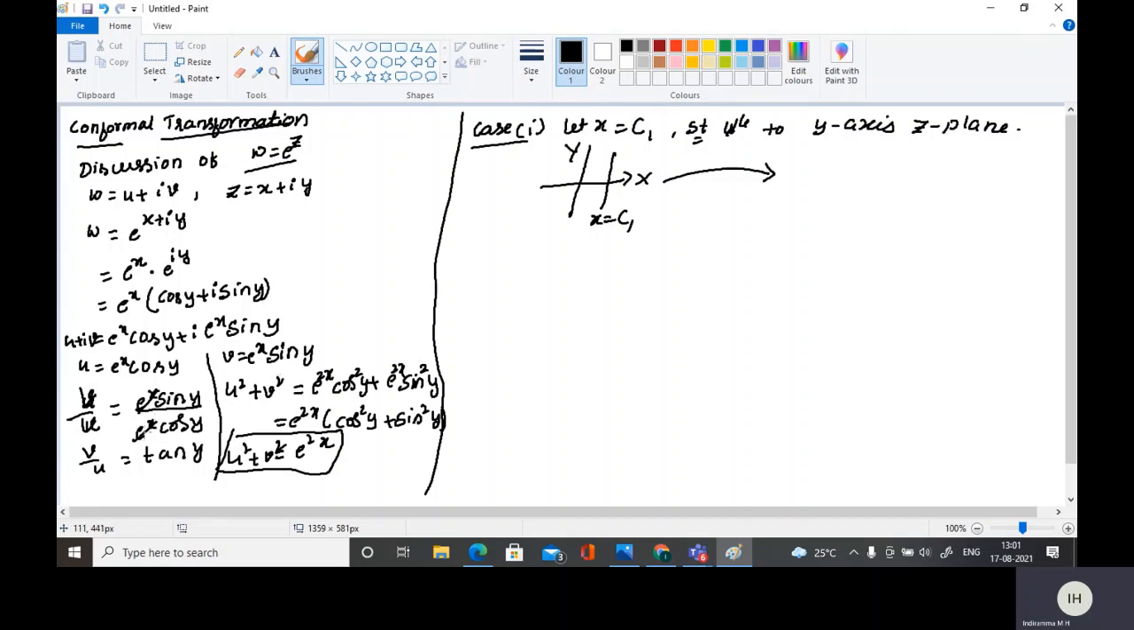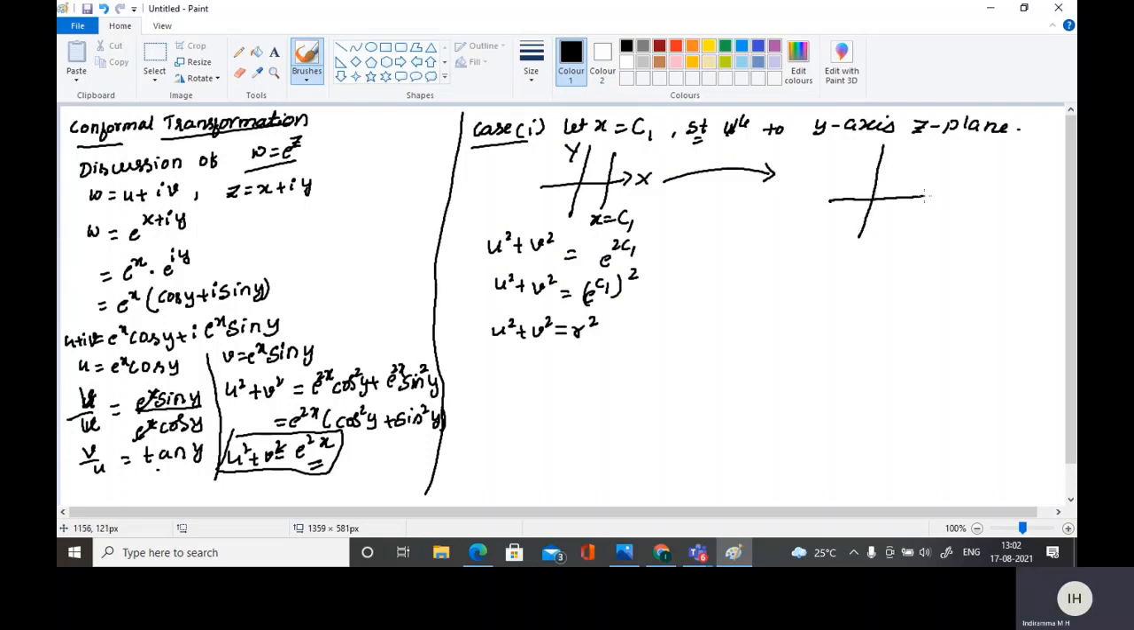So I have x equal to c1. I can substitute x equal to c1 in the equation u square plus v square, not in the other one because it doesn't have x. So we obtained u square plus v square is equal to e to the power of 2 c1. Now I will simplify this: u square plus v square is equal to e power c1 whole square. Since c1 is a constant, e power c1 is a constant, which I will write as r. So u square plus v square is equal to r square. What does this represent?